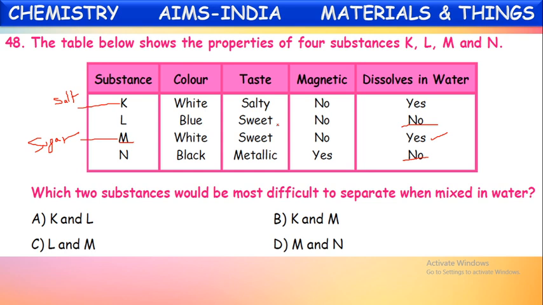But K and M are both soluble in water. So when these two are mixed into water, separating them becomes a little difficult. More techniques have to be applied to separate them. Okay, so separation of K and M is difficult when they are dissolved in water. Which is the correct answer? K and M, because these two are solids that are soluble in water. When you mix them into water, both will dissolve, so separation becomes a little difficult.